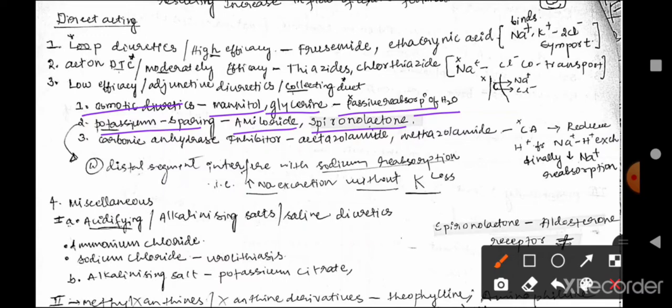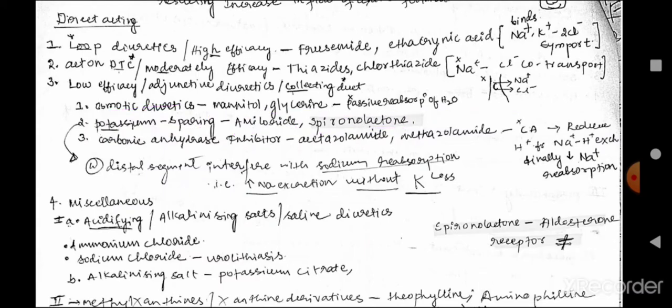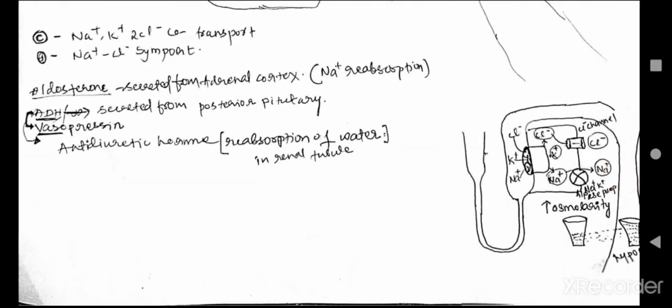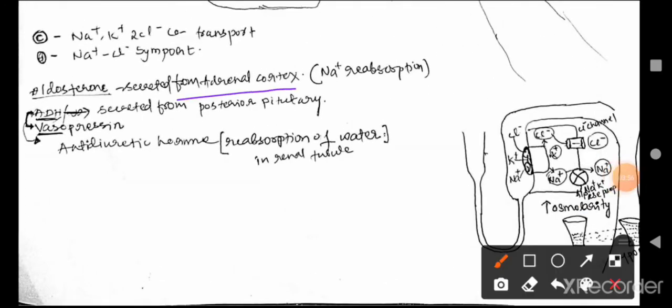The point which we have to understand is that aldosterone is antidiuretic, which is secreted from the adrenal cortex, and the function of this aldosterone is sodium reabsorption. By inhibiting this aldosterone, we can reduce the reabsorption of the sodium from the tubule, that will aid in the diuresis.